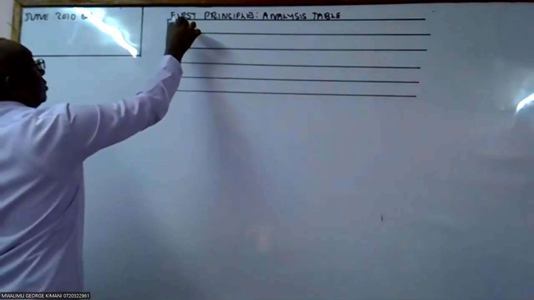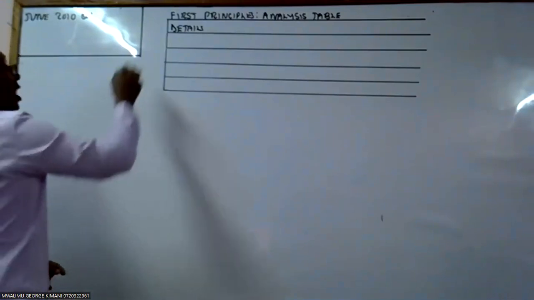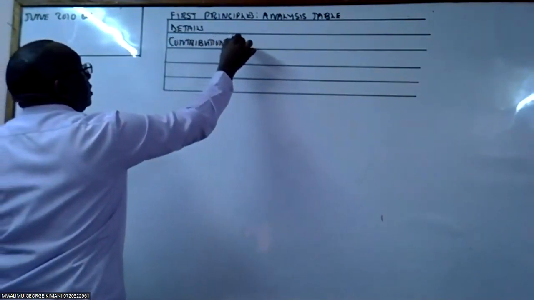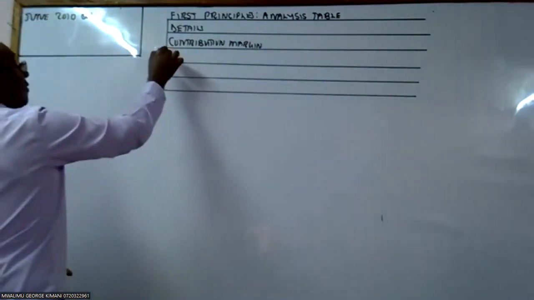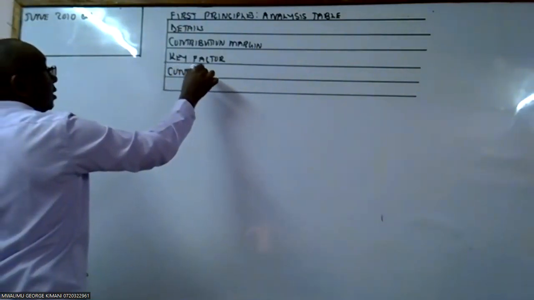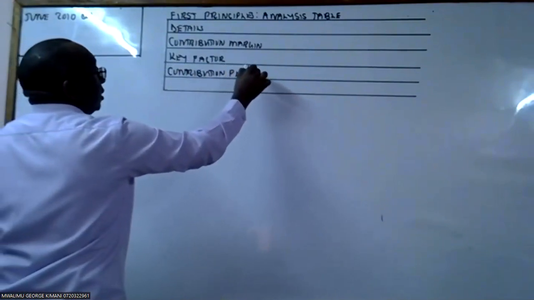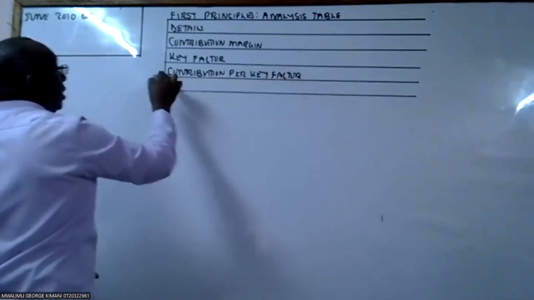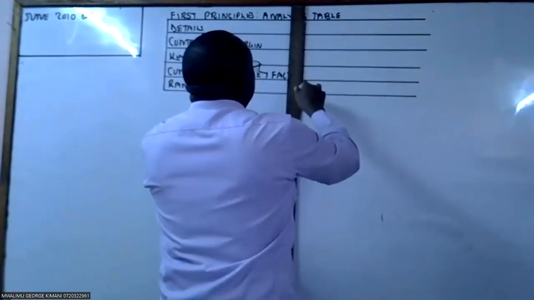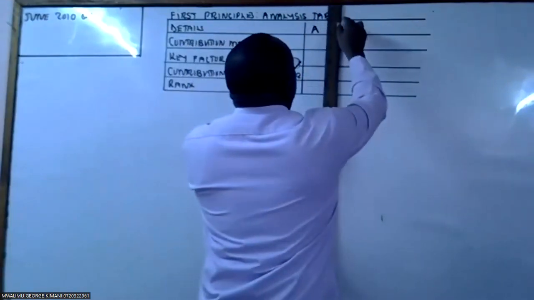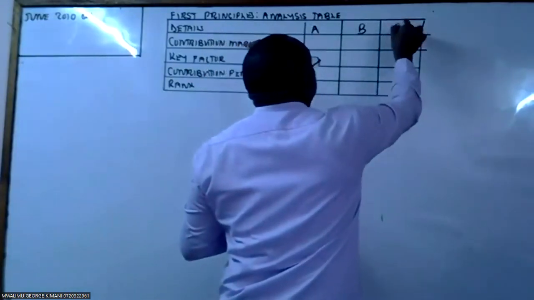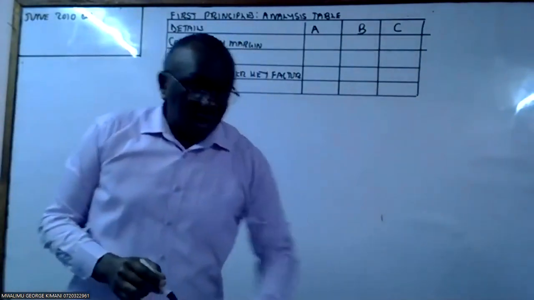So here we have details, and in the details, we start with contribution margin. That is the first step that we said. Then we get the key factor. Then we get contribution per key factor, and then we have the rank. So we have product A, product B, and product C. That is how you design it.